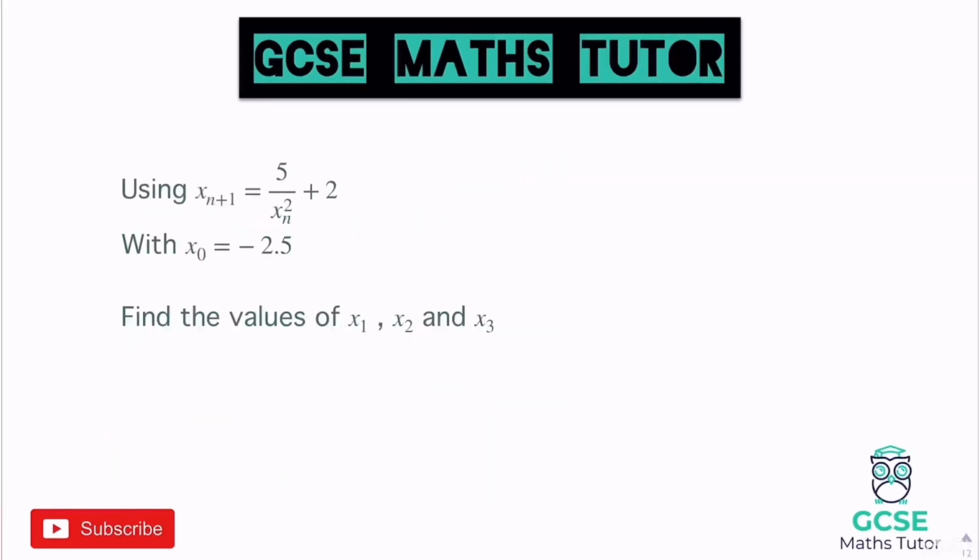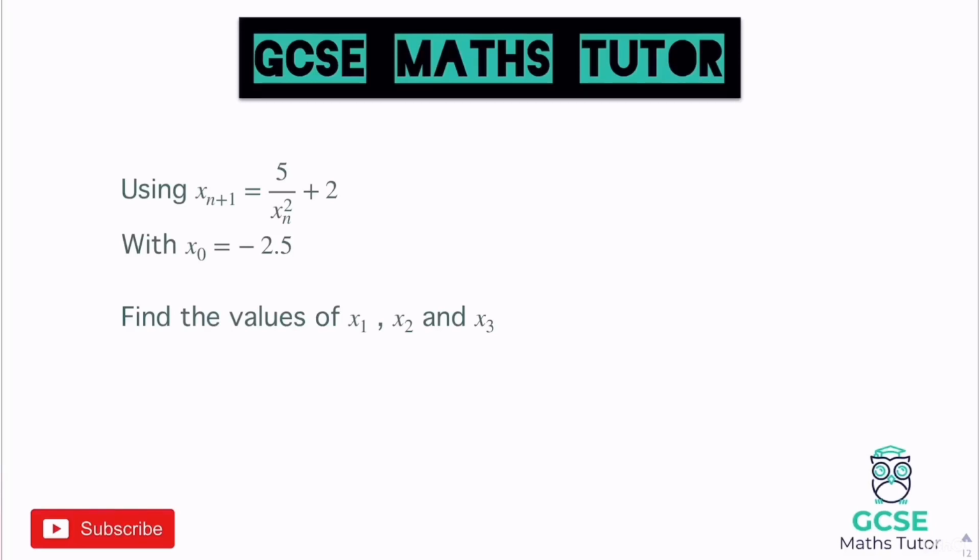Okay, so looking at some iterations. Now this says using x to the n plus 1 equals 5 over xn squared plus 2, and then it gives us x naught equals negative 2.5, find the values of x1, x2, x3. So all this is a process to finding estimates to a solution of an equation. Now the equation is not given to you in this one, but it does give us this iteration formula.